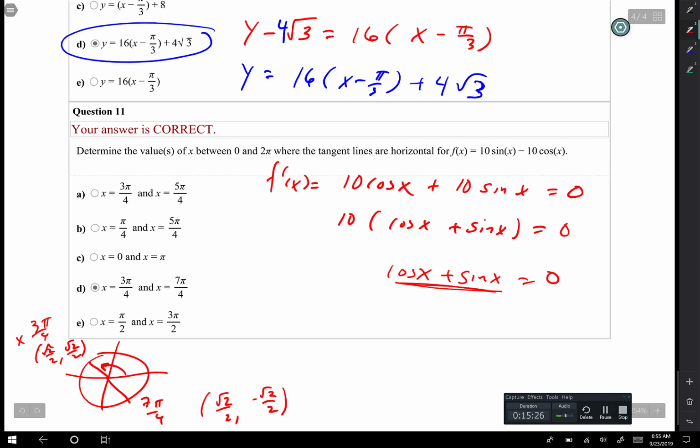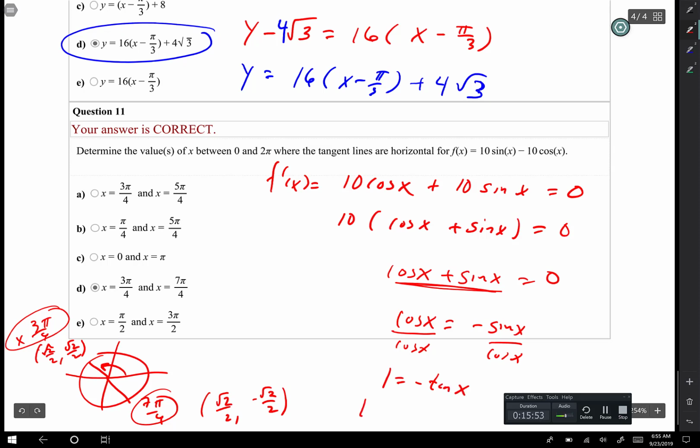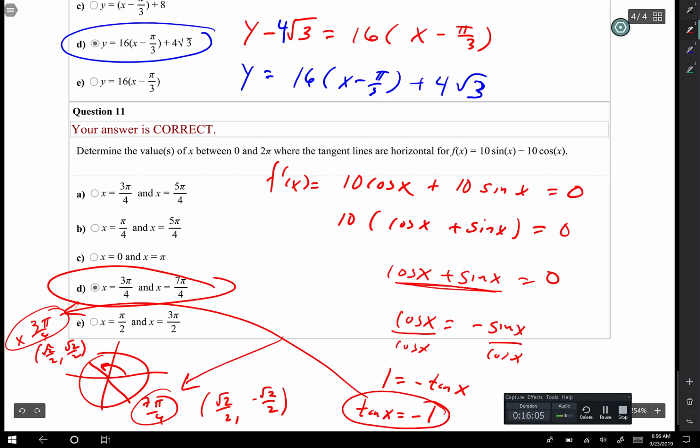Now, if you don't see these values, 3 pi over 4 and 7 pi over 4, here's what you can do. You could say cosine x equals a negative sine x, and then from there, you could divide by cosine x on both sides, and you have 1 equals, and then sine over cosine is a negative tan. And you move that negative to the other side, and you can say, okay, where is tan x equal to negative 1? Well, tan x is equal to negative 1 at 3 pi over 4 and at 7 pi over 4. So that's another way you can do it, guys, but I hope that you can stop at the earlier step. But if not, no big deal, just keep going.